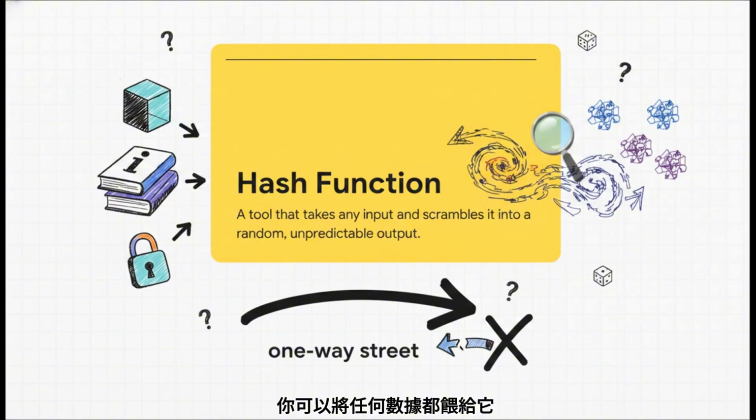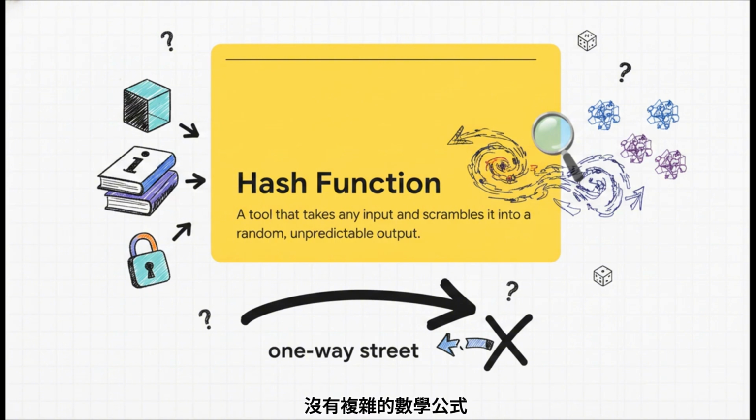You can feed it literally any piece of data, a single number, a word, or even an entire encyclopedia, and it instantly scrambles it into a fixed length, completely random and totally unpredictable string of characters. We call that scrambled output a hash. But here's the absolutely crucial point. It is a strict one-way street. There's no way you can look at that scrambled output and work backward to figure out the original input.